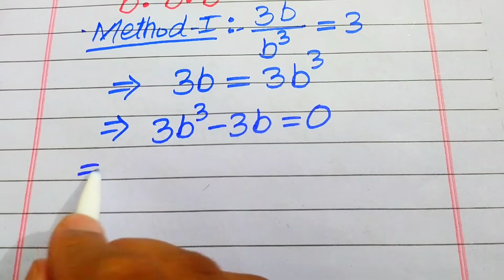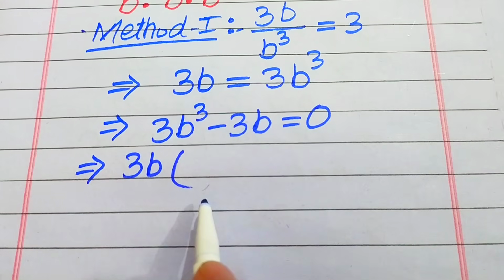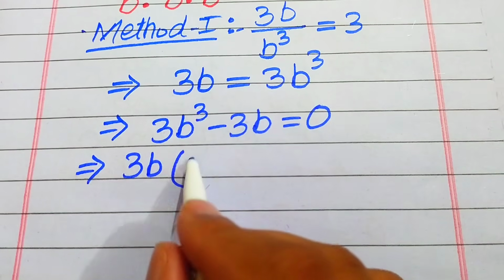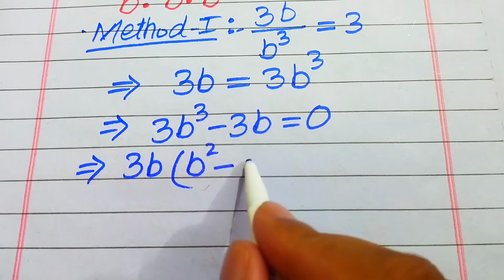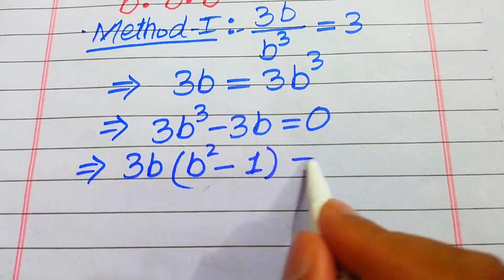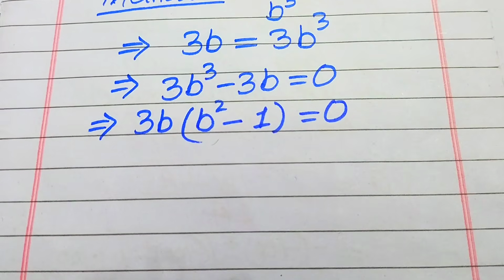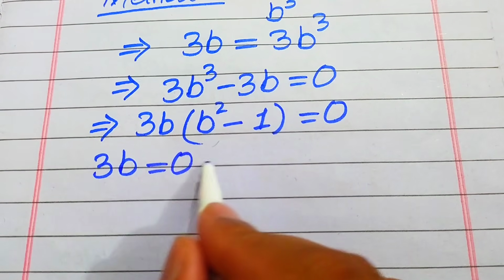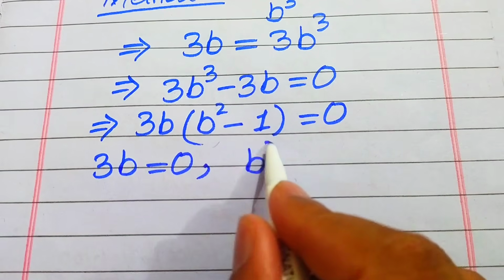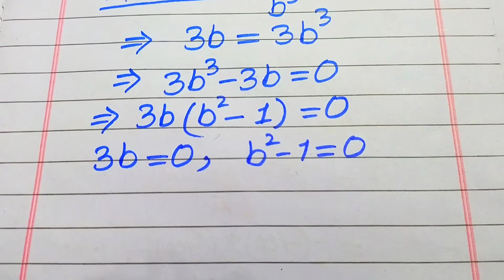And now you see here both of these two terms involve 3b. So when we take common 3b from here, we get the remaining b square minus, when we take common 3b, we get 1 only, and this whole equation equals 0. And now we divide this equation into two cases. The first case is 3b equals 0, and the second case is b square minus 1 equals 0.